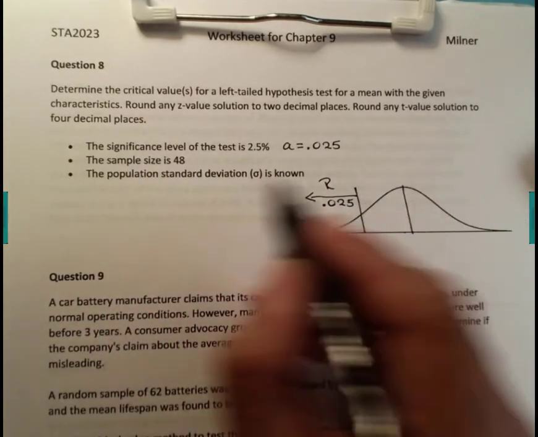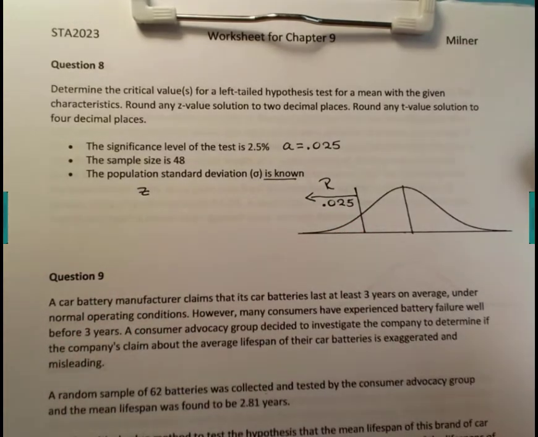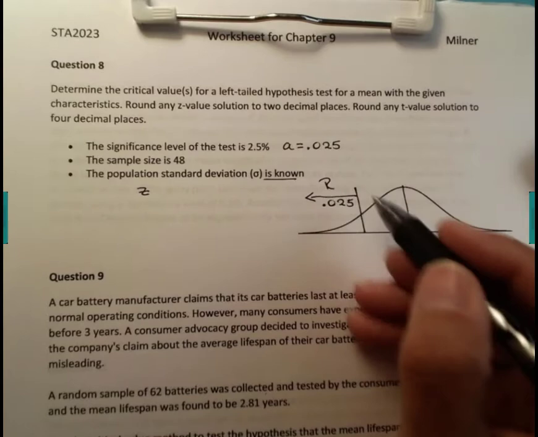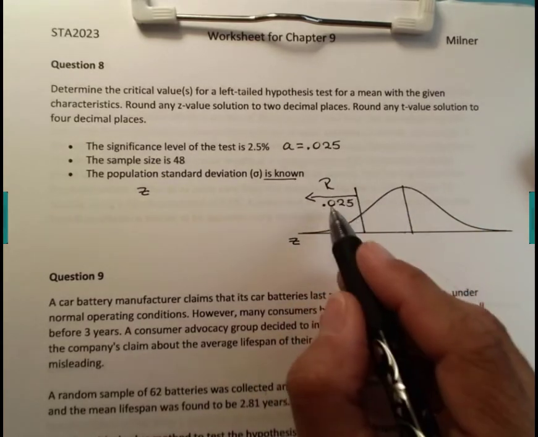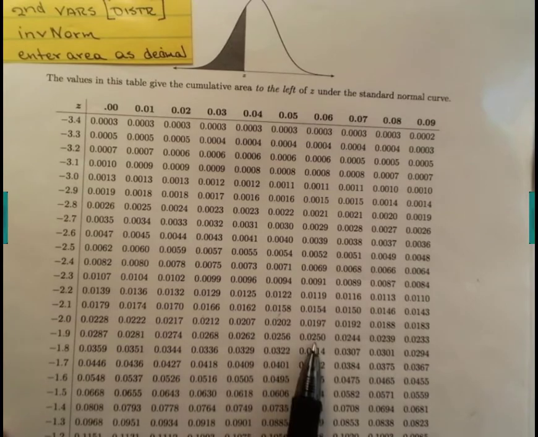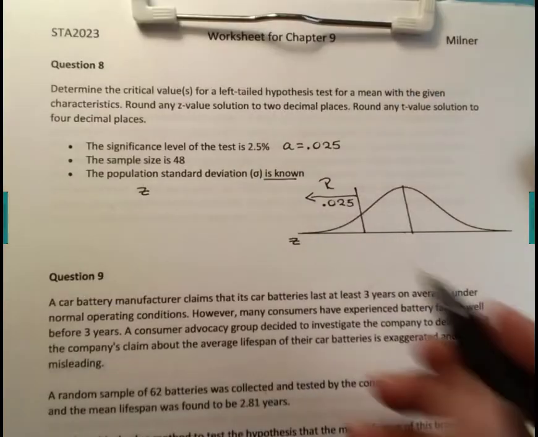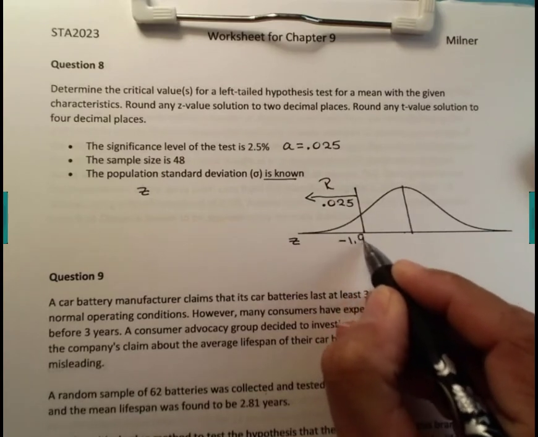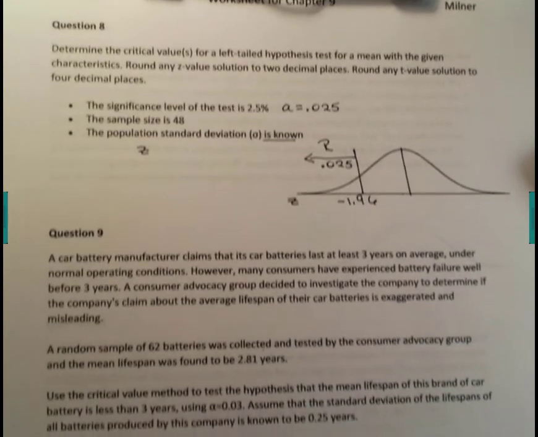The sample size is 48. The population standard deviation is known. Therefore, it is a z-test. So we've got a z-test, and we need this z-score, and we have the area. So we're just going to go to the z-table, negative side as always, and look up 0.025. You may remember this one because we've looked it up a lot. It's negative 1.96 on the negative side, and that is our critical value.